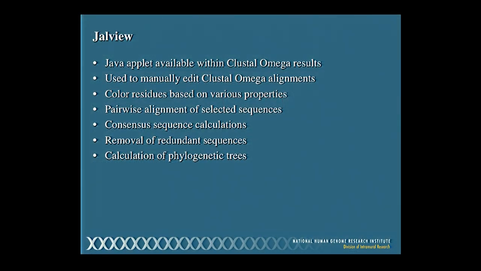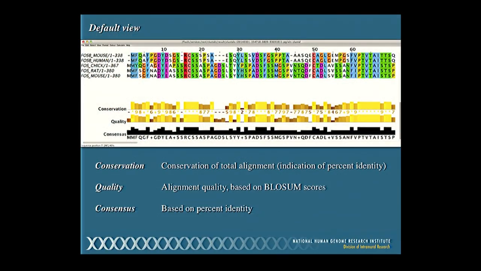This will launch a Java applet that we're going to now use to take a look at our alignment in a little bit more depth, so we can use it to manually edit the alignments. If we don't like how the alignment has been put together, we can shove lines back and forth, so we can introduce gaps or we can take gaps out. We can color the residues in a variety of ways, look at pairwise alignments, do consensus sequence calculations. If we see that we have an overrepresentation of a particular sequence in the alignment, we can just go ahead and take it out. And the most important thing at the end of the day, calculating the tree.